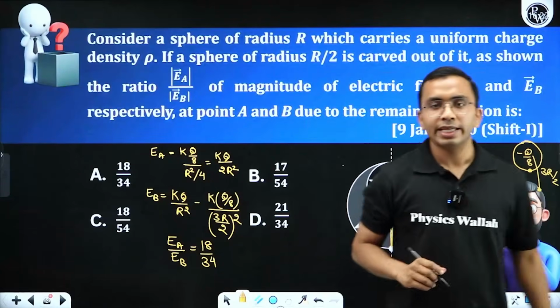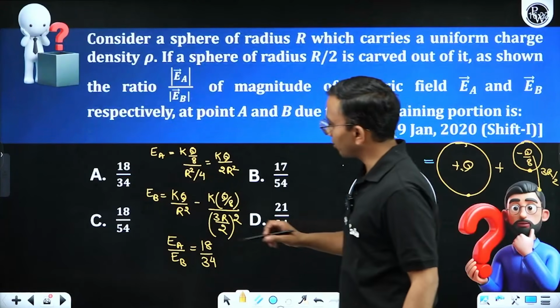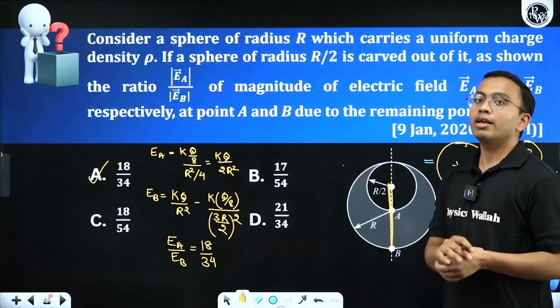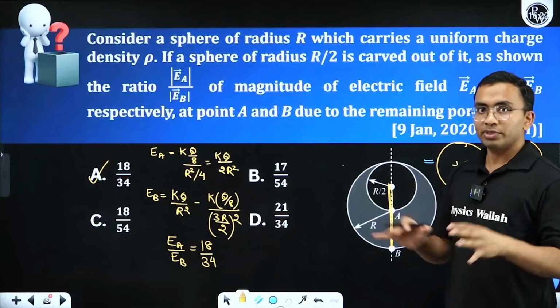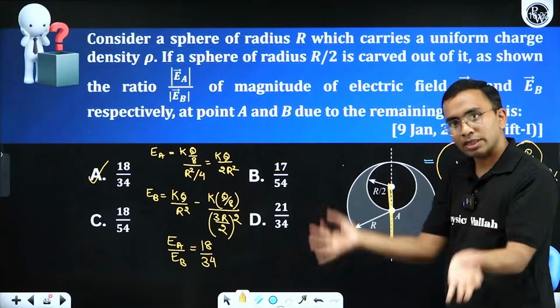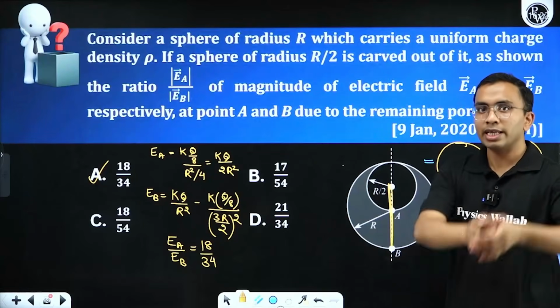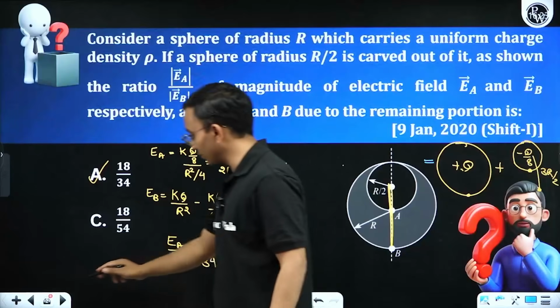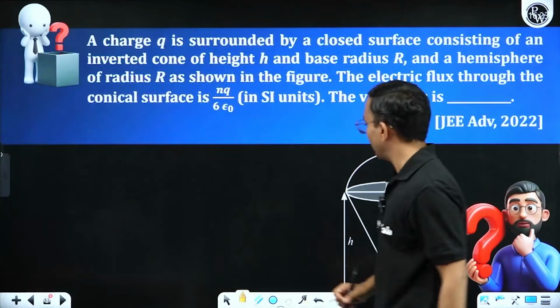It will come out to be 18 by 34, which is option A. So these variations can come. Some portion is removed. Take that as a superposition of one complete whole as positively charged and the remaining removed portion as the negatively charged. So this is how you have to do such type of questions.